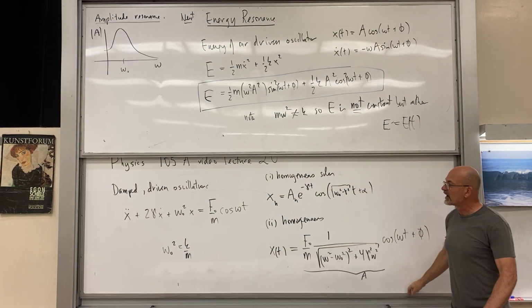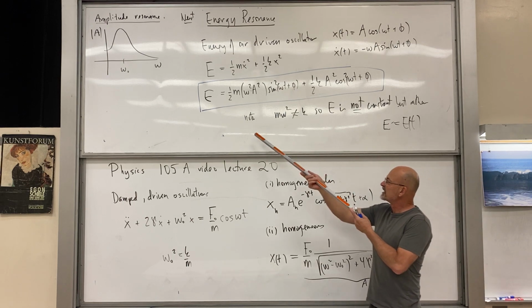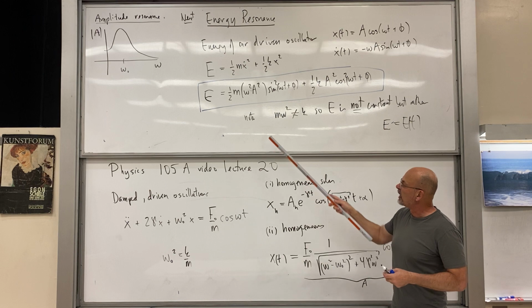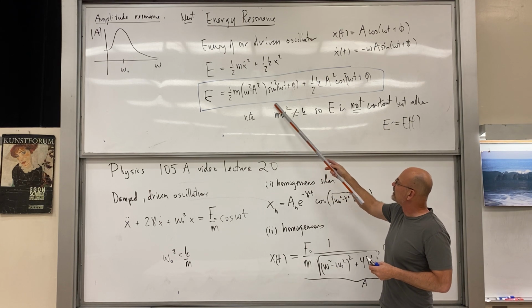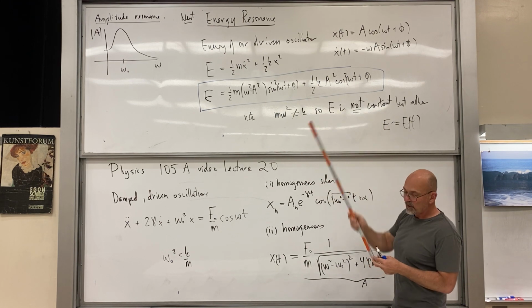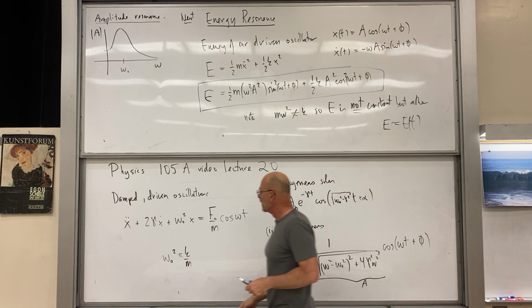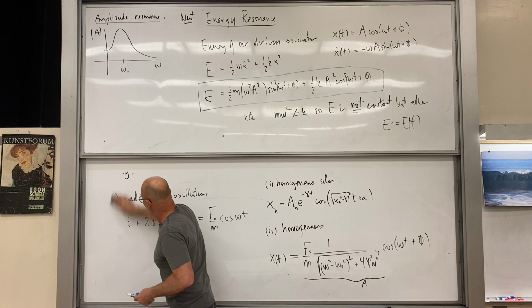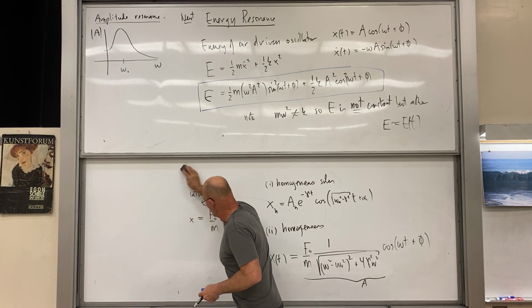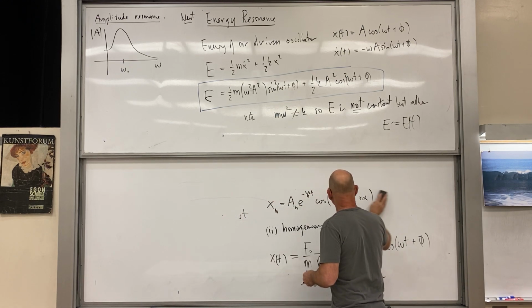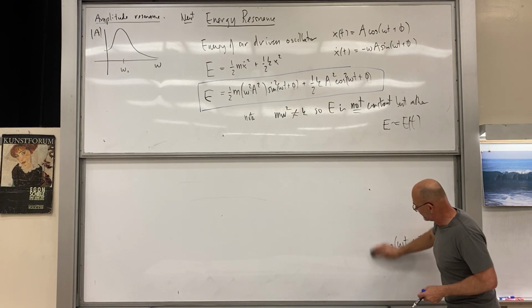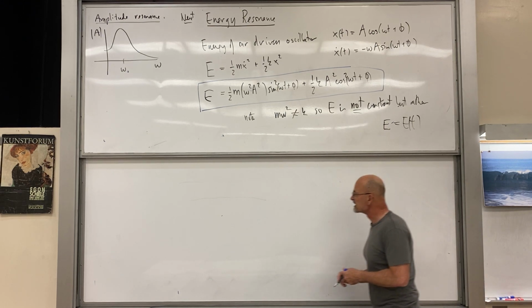So to make progress, we're going to do what's called taking the time average of the energy. And we had as a homework problem already to discuss the time average of these sine and cosine squared functions. So we can make use of those results. So we're going to take the time average.